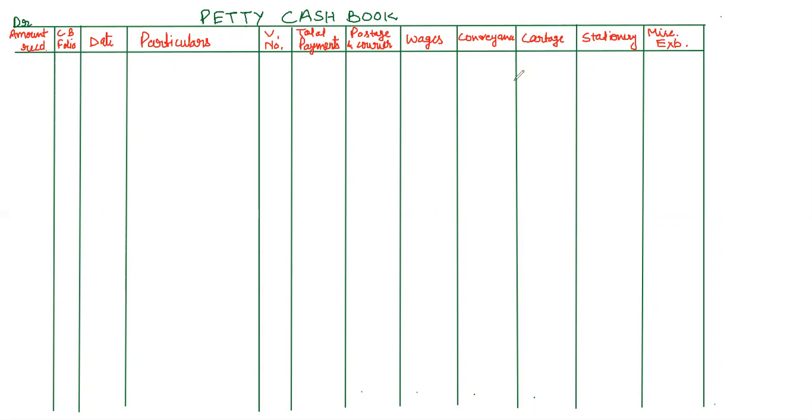So according to our requirement, we will create these small heads like postage and courier, wages and conveyance. So these heads you can change according to your requirement also. So let's start with the question. 2019, July 1. Received 10,000 from the cashier.